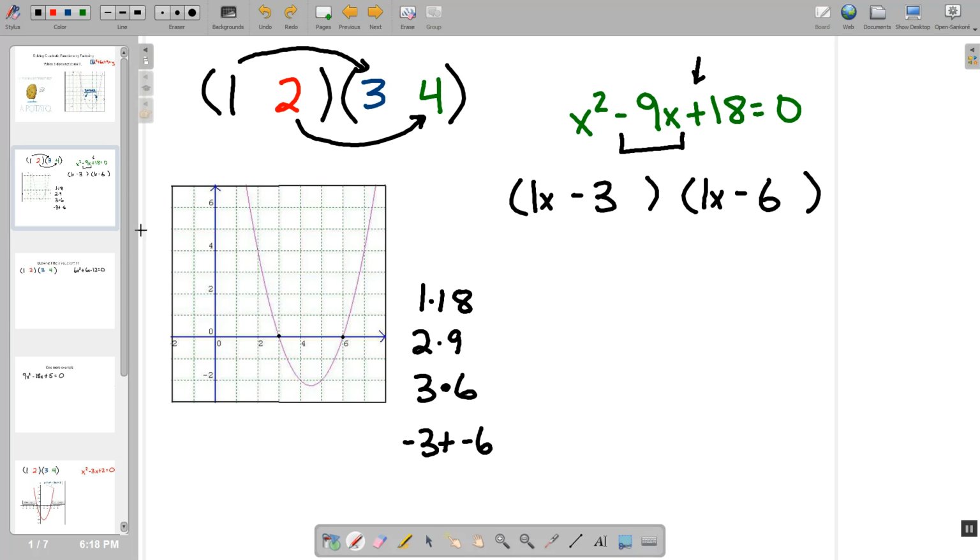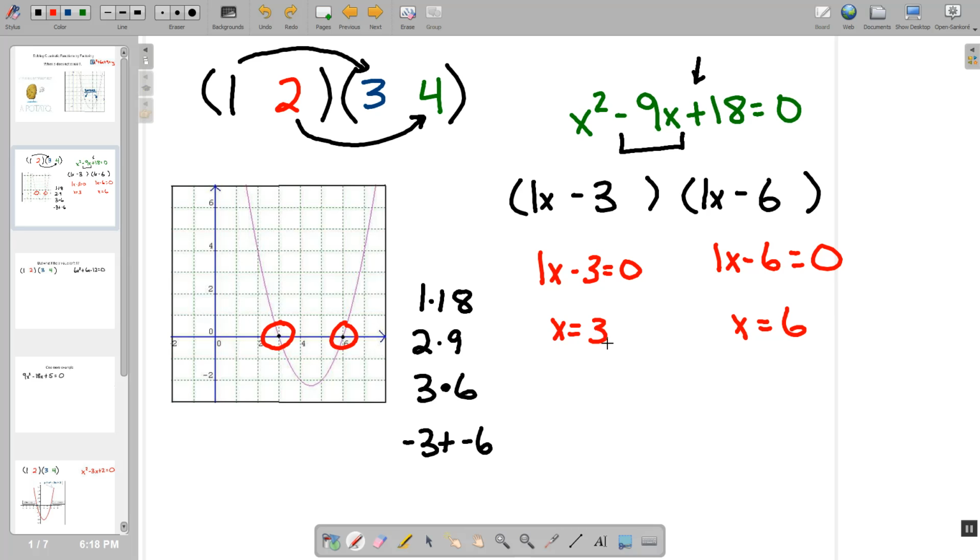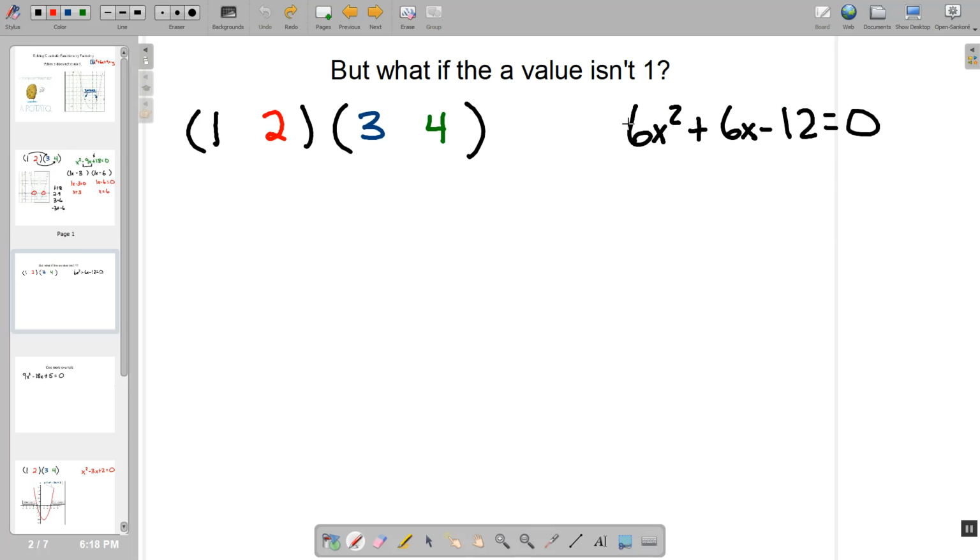We then could solve that by using the zero product property, setting both of these equal to 0, and finding our x value. Now, if any of this looks unfamiliar, make sure you step back and watch the previous video, which covered this situation. We notice here that our zeros matched our answers from factoring, which should always be true. But what if that a value is not 1?